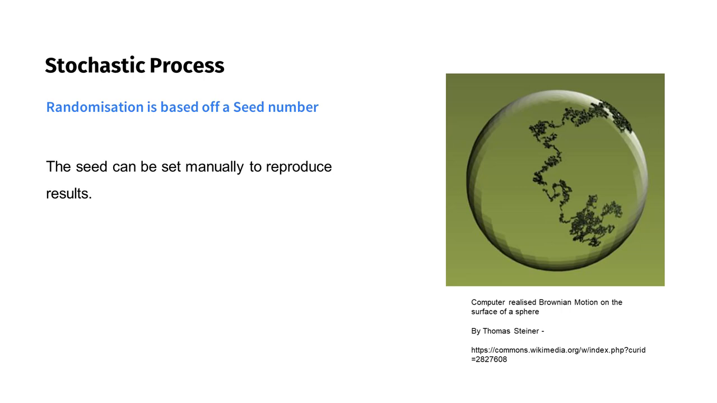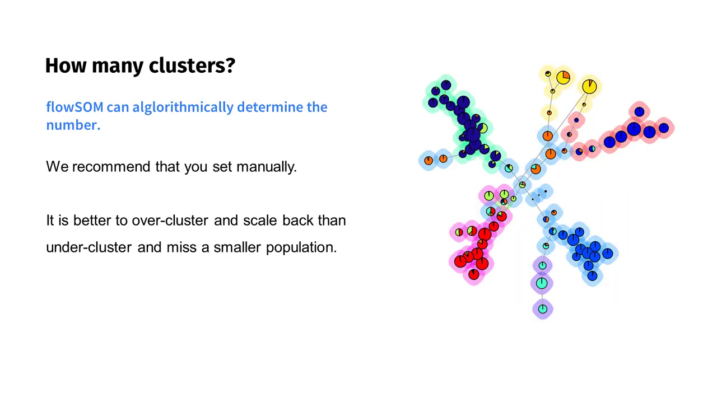Our operator allows the seed to be set manually for situations where you need to reproduce exact results, like a publication. flowSOM can programmatically discover the number of clusters in your dataset, but we don't recommend doing this because it tends to undercluster, and you could miss an important population. We recommend setting the number of clusters manually, and I'll show you how you can decide that number in our next video.